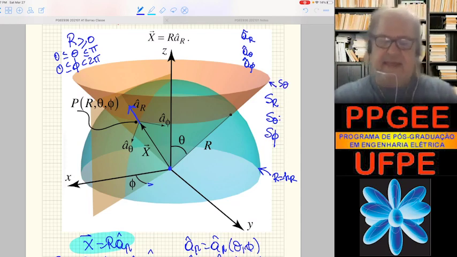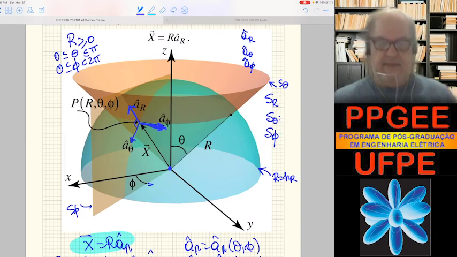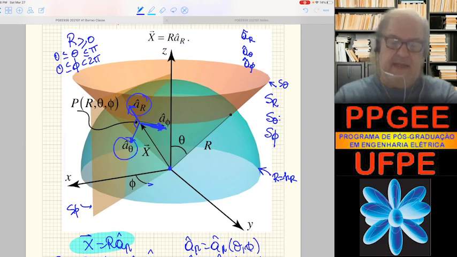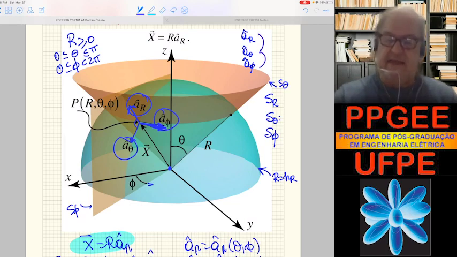So A theta is a versor that points towards increase of theta, and is orthogonal to A R. And finally, A phi is the same one as we have for the cylindrical system, which is orthogonal to S phi, the half plane, the same infinite plane, right? So we have the sequence A R, A theta, and A phi, that cyclic orthonormal basis. In this sequence, right? A R first, A theta second, A phi third. It's important to keep this order, right?